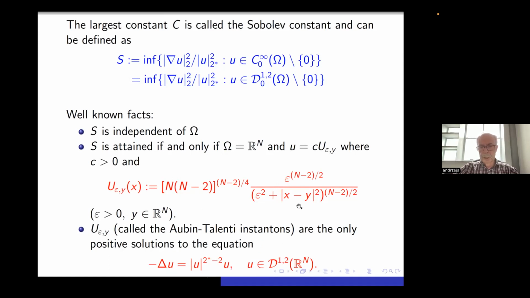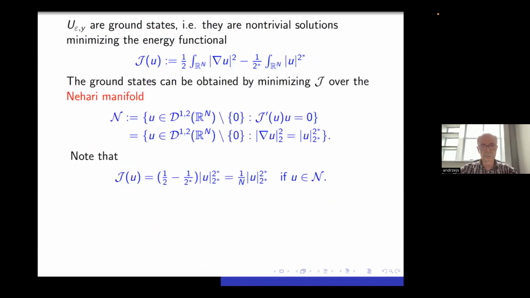Here y is the center of the bump u_{epsilon,y}, and if epsilon goes to 0, then these functions concentrate more and more. Also, what is known is that u_{epsilon,y} are ground states, which means that they are non-trivial solutions which minimize the energy functional J of u.